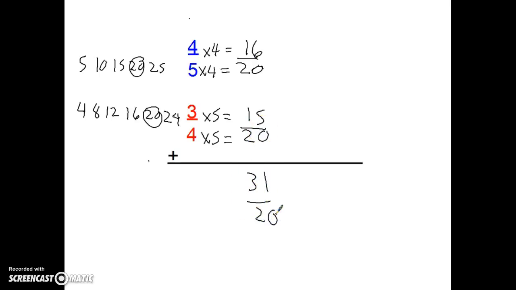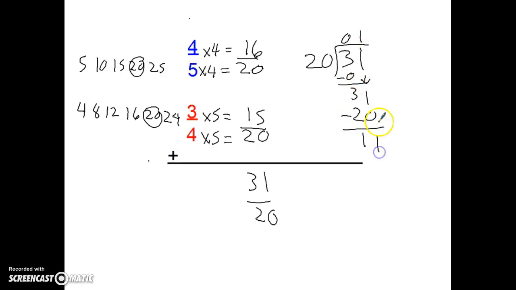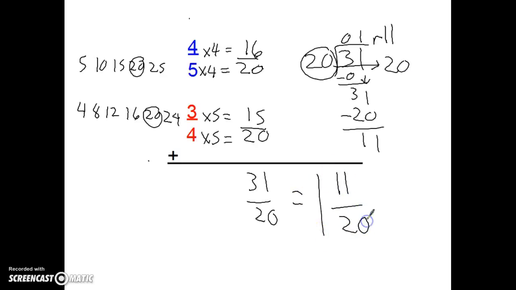31/20. The problem with that answer is it's an improper fraction. So I'm going to go over here and divide. There are no 20s in 3. There's only one 20 in 31, and I have a remainder of 11. And then remember, we're bringing the 20 over here because our denominators don't change. So this is really the same as 1 and 11/20.